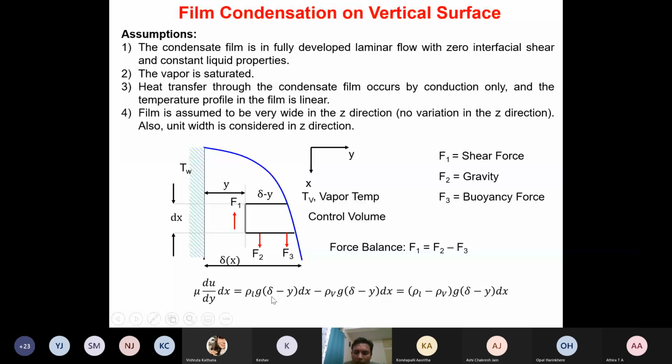Therefore, in this particular part, the gravity force is given as rho L into g. Rho L will have kg per meter cube, and g is acceleration due to gravity, per meter cube is there. So therefore definitely you have to multiply here by the volume. Then only you will get a force balance in mass into acceleration. So the volume in this case is going to be dx into delta minus y. Is it clear?